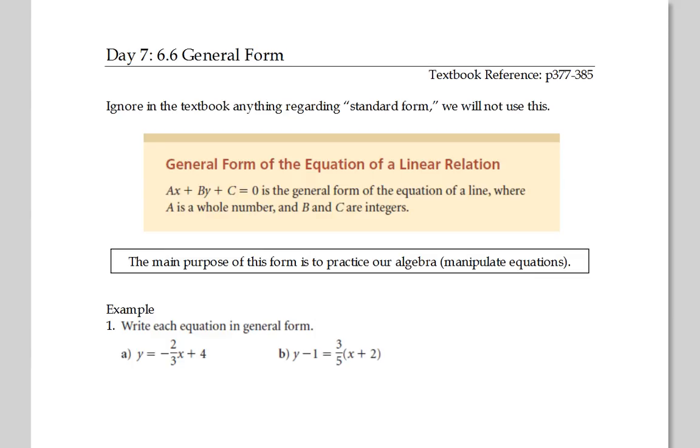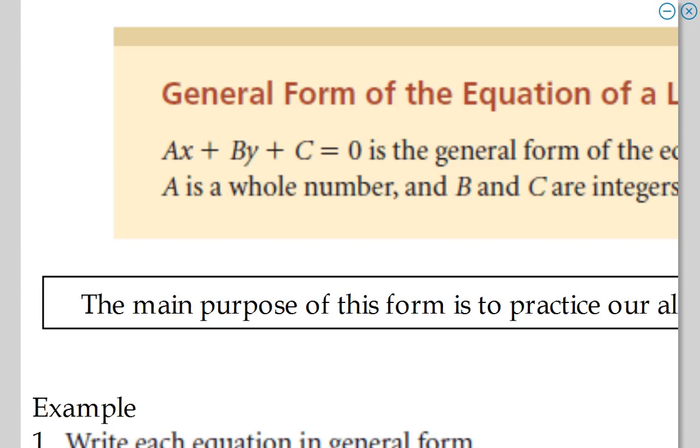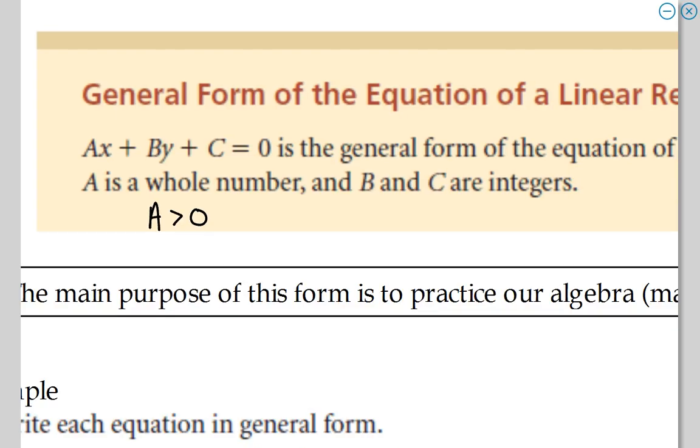Okay, so general form. What does it mean to be a whole number here? It means that a is positive. The coefficient a is positive. B and C can be negative. That's okay for B and C to be negative, but the a has to be positive. Okay? And you're not allowed any denominators for this format.